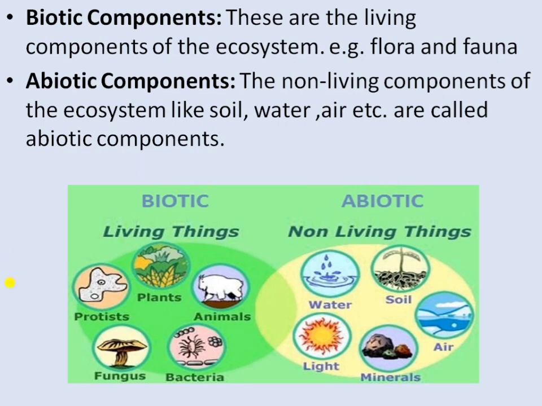So from this picture you can easily understand the biotic and abiotic components. Here the biotic are the living things which are plants, animals, bacteria, fungi, and protists. In abiotic components, the non-living things are water, soil, air, minerals, light, temperature. So these are the abiotic components.